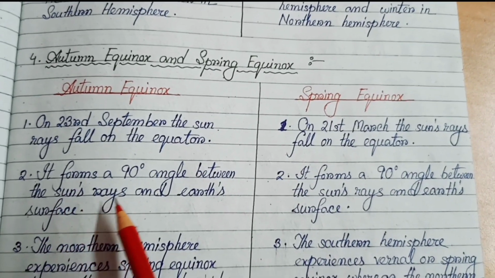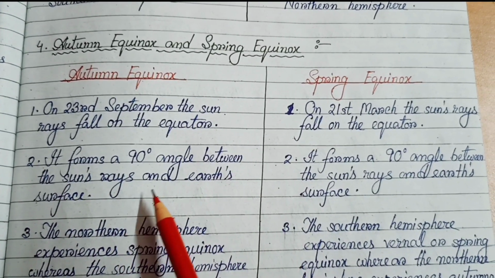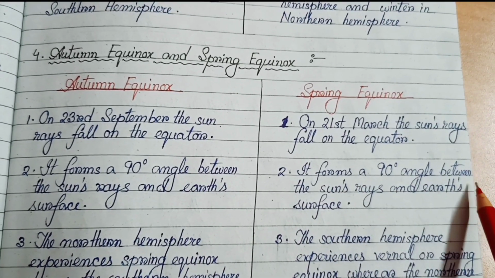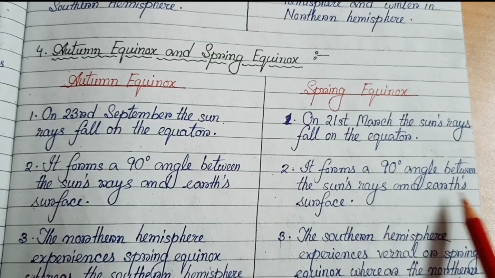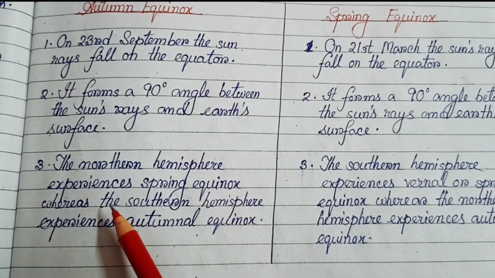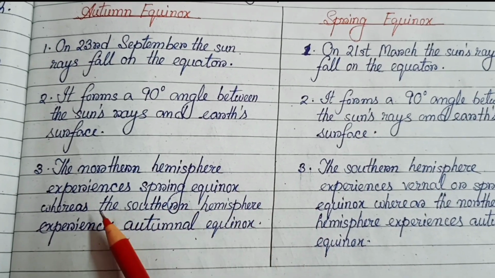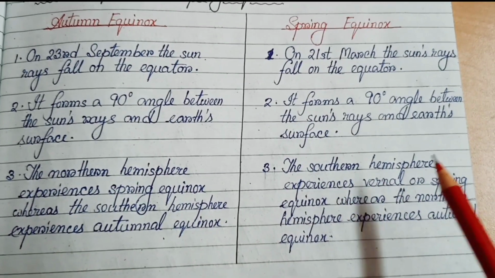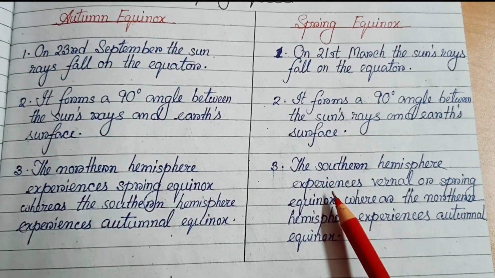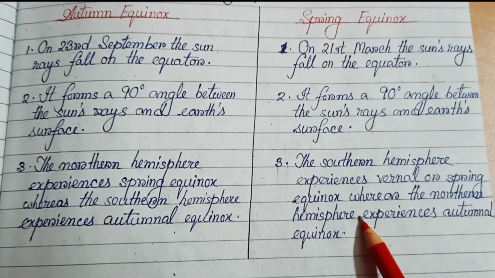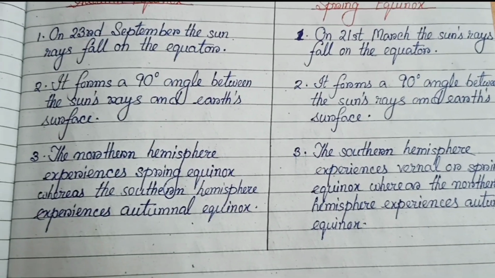Number 2, it forms a 90-degree angle between the sun's rays and Earth's surface. Number 2, it forms a 90-degree angle between the sun's rays and Earth's surface. Number 3, the northern hemisphere experiences spring equinox, whereas the southern hemisphere experiences autumnal equinox. Number 3, the southern hemisphere experiences vernal or spring equinox, whereas the northern hemisphere experiences autumnal equinox.